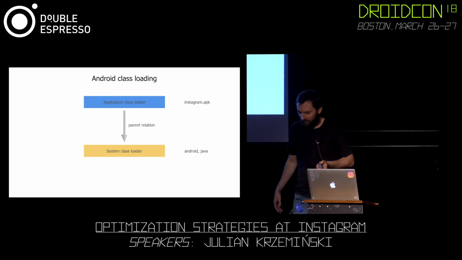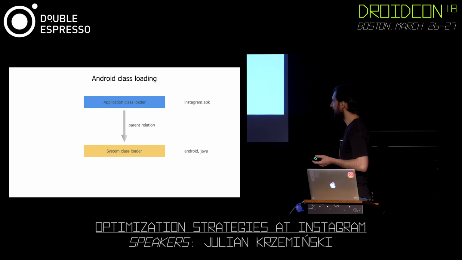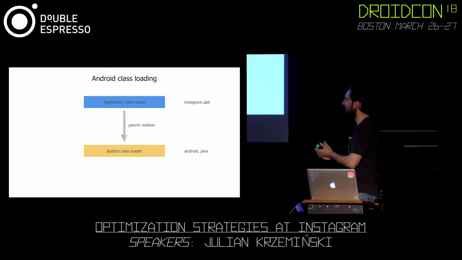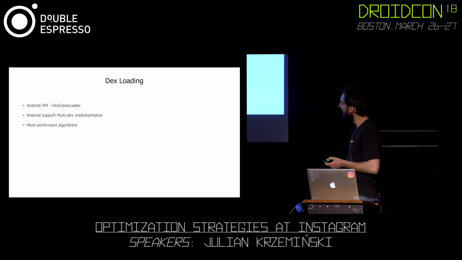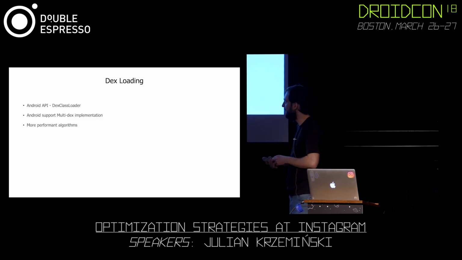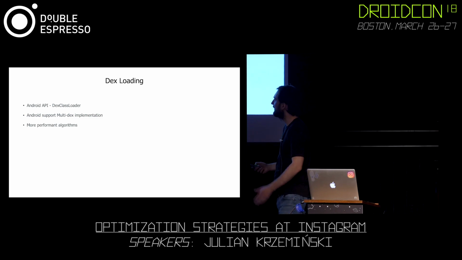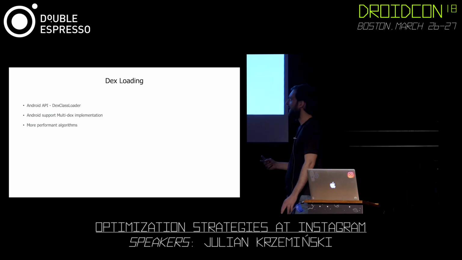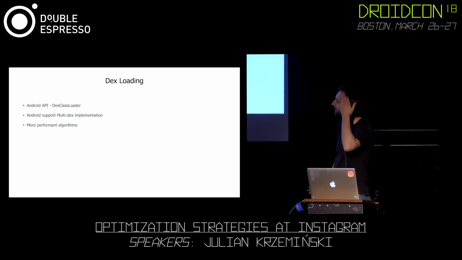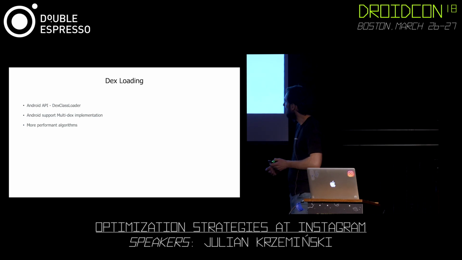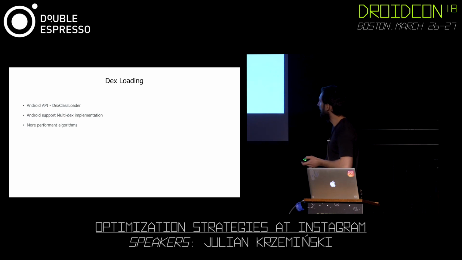When we want to implement lazy loading, we need to inject it somehow into this picture. One option is to use the Android API, which is DexClassLoader. Another is to roughly follow what the support library does for multidexing. This code is open source, so we can check it out. Or we can think of implementing more performant algorithms. Okay, let's try with the DexClassLoader.